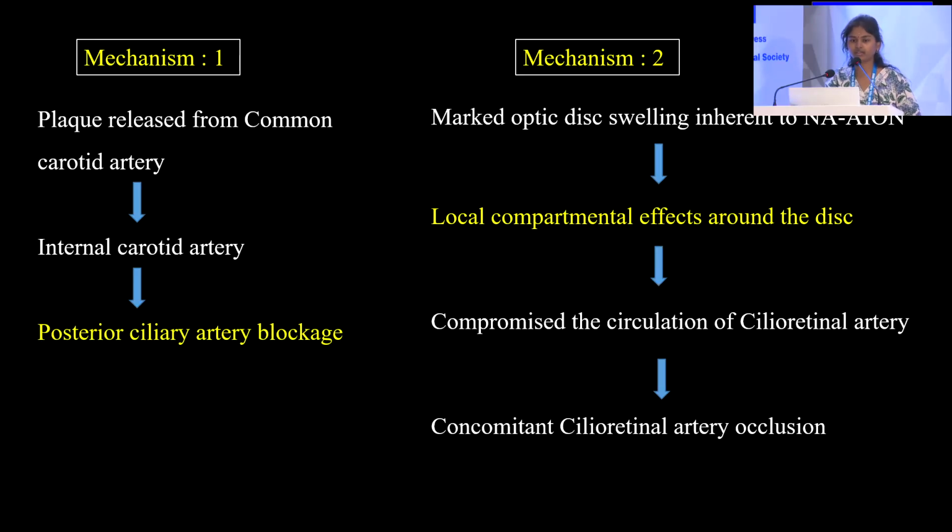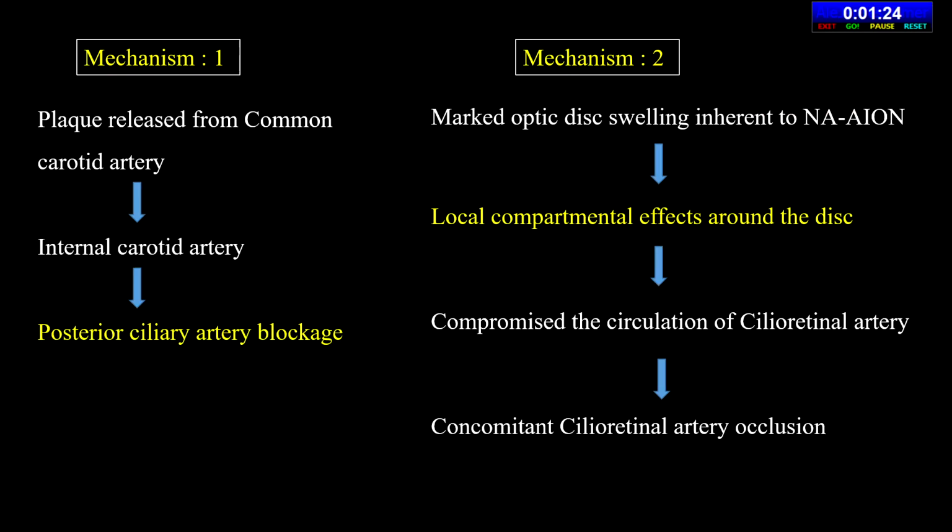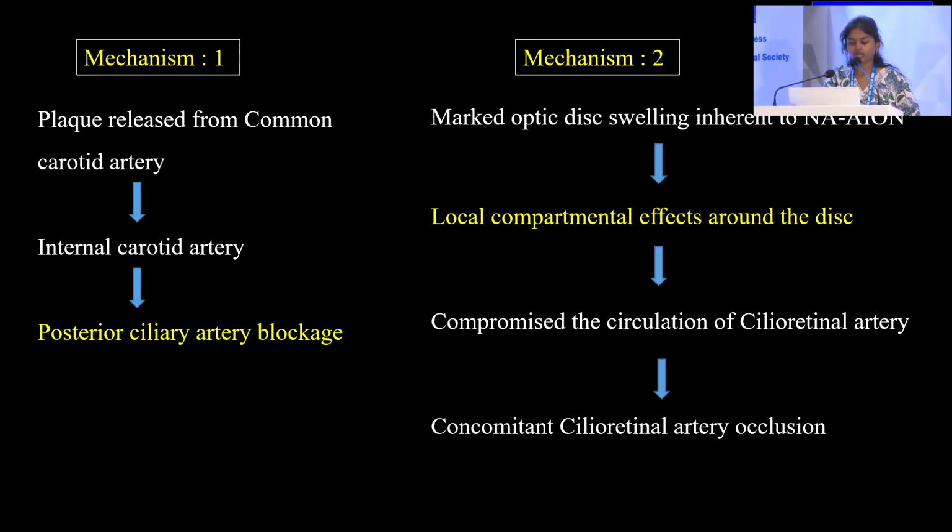The mechanism behind this: the plaque released from the common carotid artery went to the internal carotid artery, thereby blocking the posterior ciliary artery. And the second one is marked optic disc swelling, which is inherent to non-arthritic anterior ischemic optic neuropathy, causing local compartmental effects around the disc, thereby compromising the circulation, and then concomitant cilio-retinal artery occlusion.